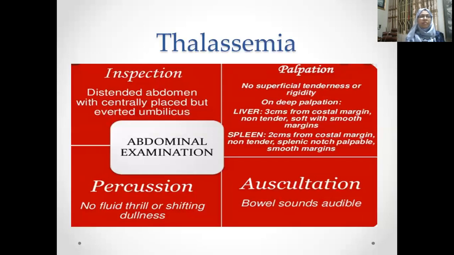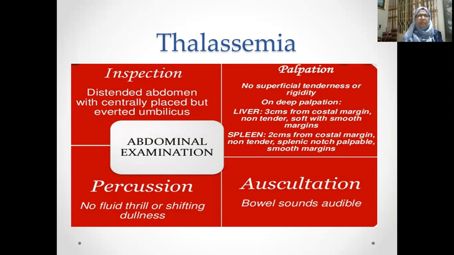And on deep palpation, you have to see the liver and the spleen. The liver is usually enlarged, mildly, moderately, or severely, according to the age of the child and the management received by the baby. If the baby is uncared for, then there is huge hepatosplenomegaly. So how do you examine the liver? It is written in your clinical method book. You go through your book and try to understand.